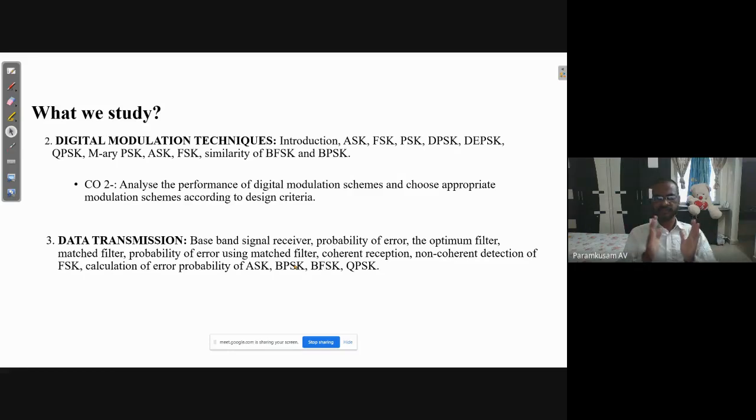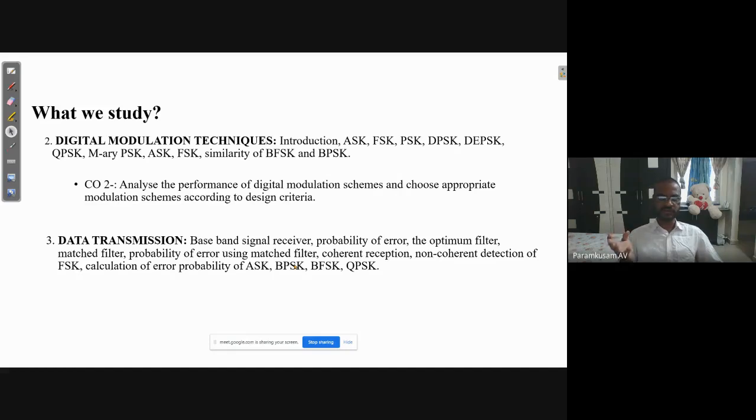Once the signal is modulated, it is transmitted, whether you transmit the modulated signal, that is the band pass signal, or whether you transmit the digital signal directly. Please note down: if you transmit the digital signal directly, without modulation, that transmission is called baseband communication. If the digital signal is modulated and then transmitted, it is called band pass communication.